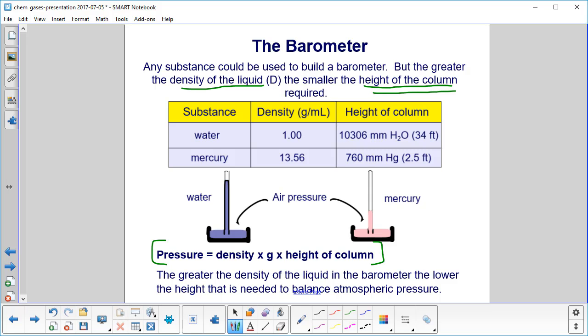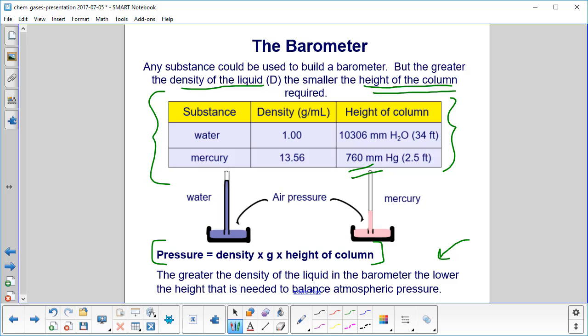And if you go ahead and work the units out there, you'll find out that it comes out to be force per unit area. So our statement is the greater the density of the liquid in the barometer, the lower the height that is needed to balance the atmospheric pressure. And up here we have an example. If we're measuring 760 millimeters of mercury, roughly atmospheric pressure at sea level, that's a column of mercury 2.5 feet. You can do the unit conversion from millimeters to feet, and it works out.